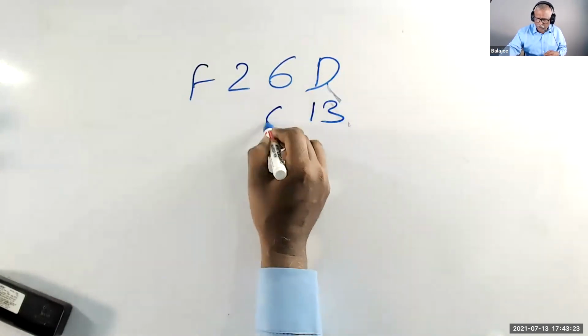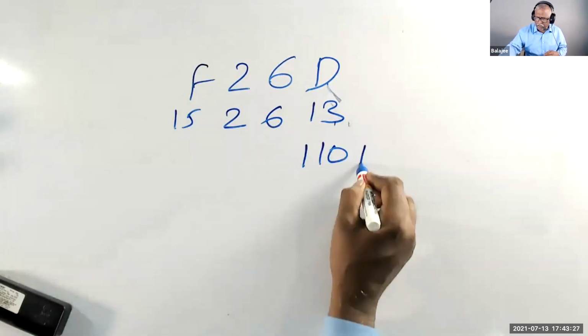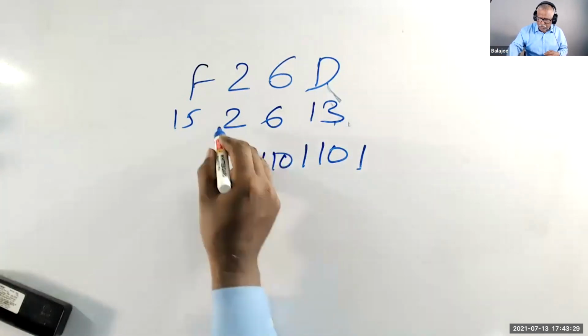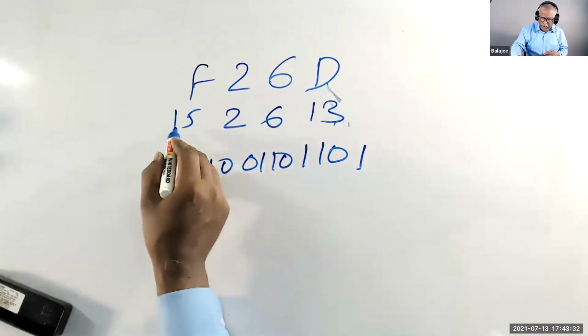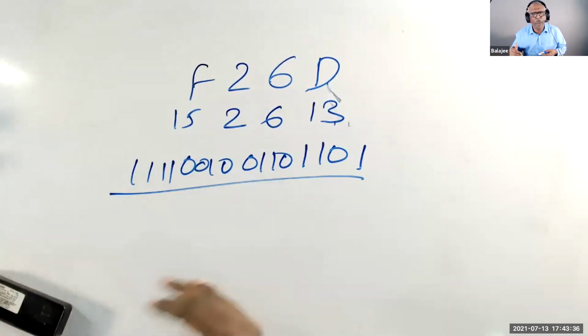6 means 0110. 2 means 0010. F means 15, 13 means 1101. 15 is 1111. Without practicing part 1, don't come to part 2.